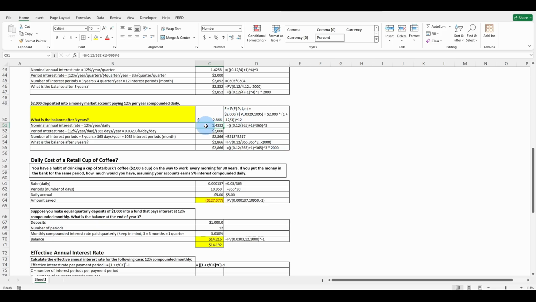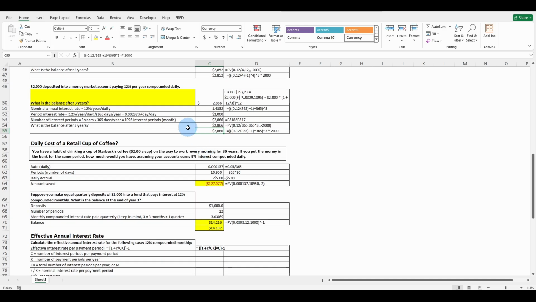Here's the nominal annual interest rate. All we're doing is the same thing minus the principal amount. Here's your principal, period interest rate. I just put this $2,000 in there because I probably referenced it above. So all I did is take C52 times 1.4332, and we're going to come up with 2866. Here is Excel, and then here it is hard-coded, traditional.